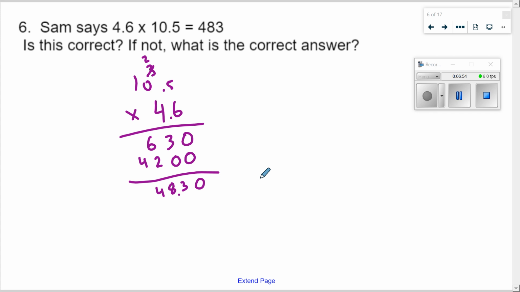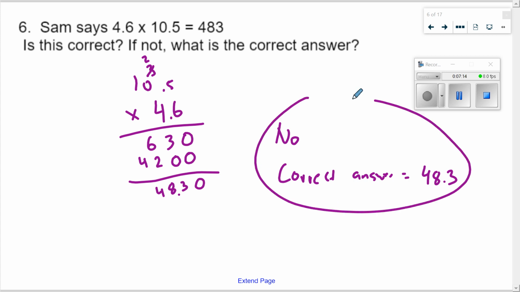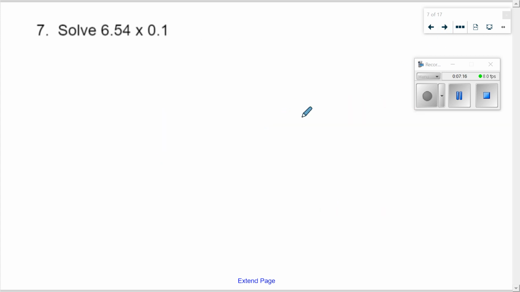So the answer is no, not correct, and the correct answer equals 48.3. Circle that. Next problem.